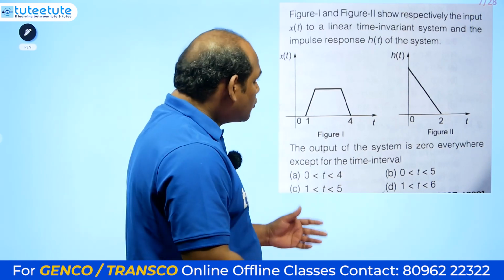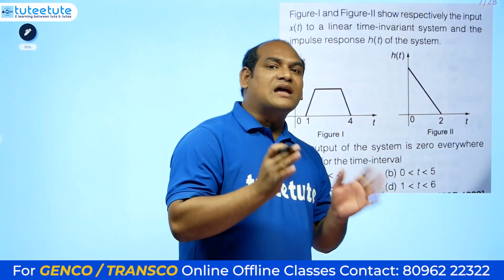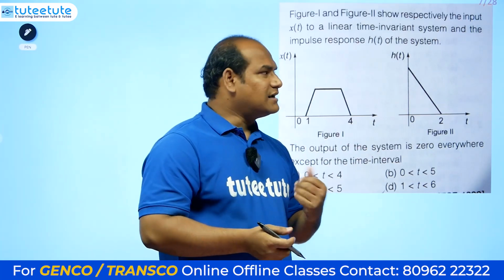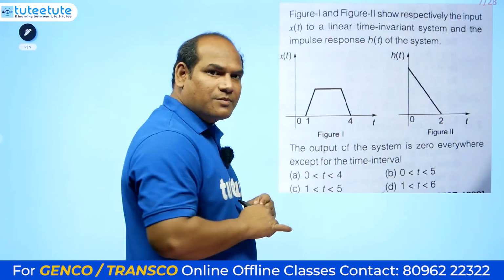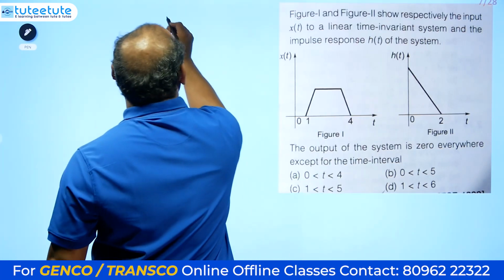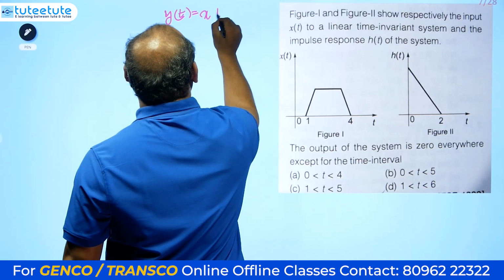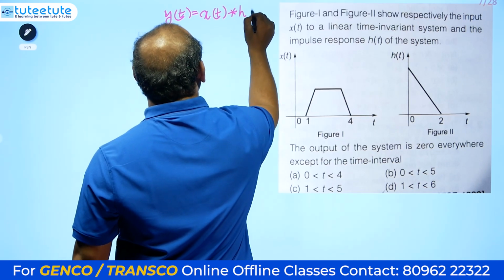That means whatever the output y of t is, for how much time duration is it non-zero? That is what we need to calculate. In order to do this problem, y of t for linear time invariant systems is given by the convolution between input and impulse response.